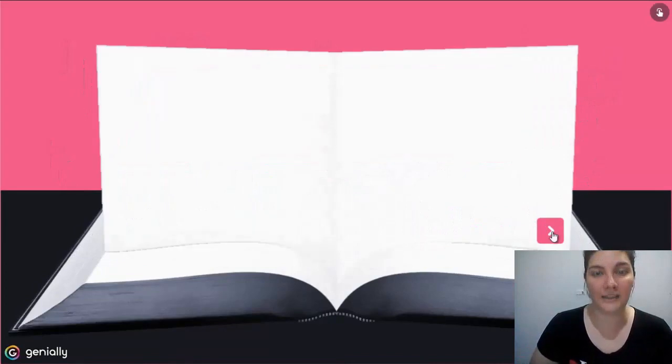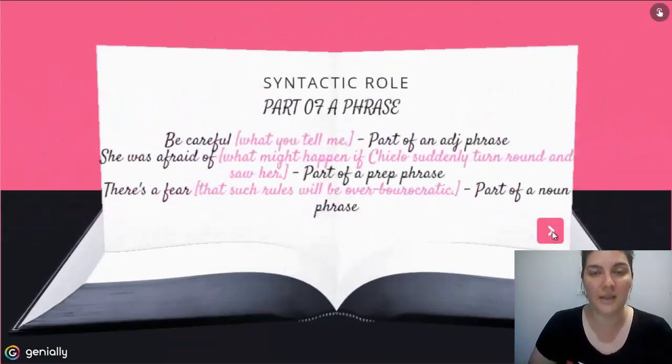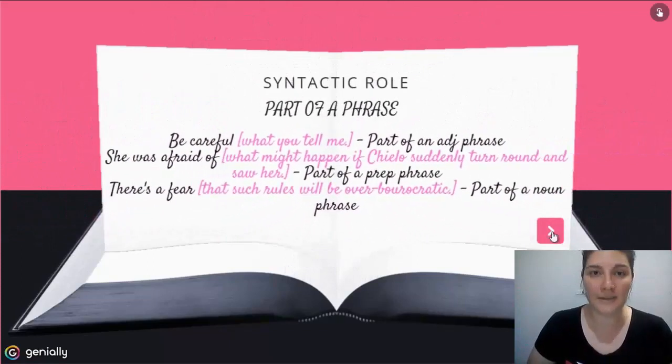And finally, complement clauses can also be part of phrases. They can be part of noun phrases, adjective phrases, and prepositional phrases. In the first example, we can see a WH complement clause being a part of an adjective phrase. Please note that in this case, the finite dependent clause is placed after the adjective careful.